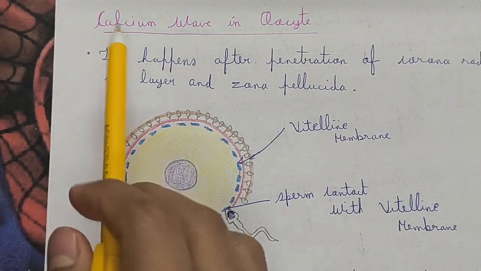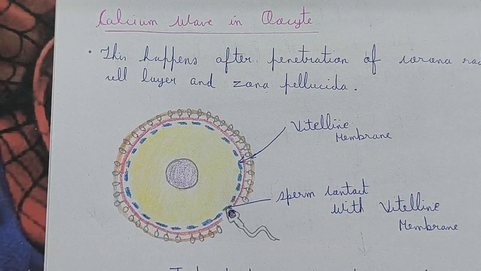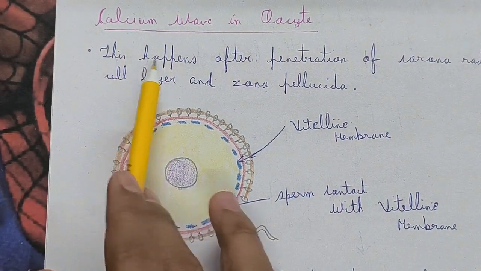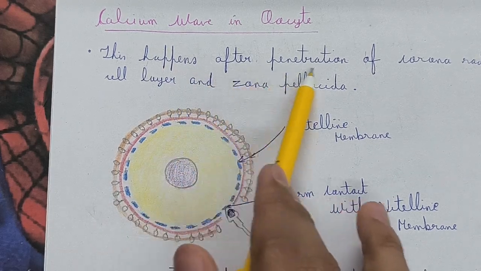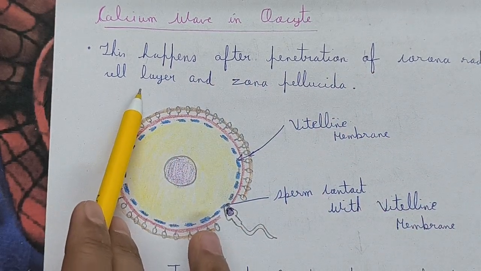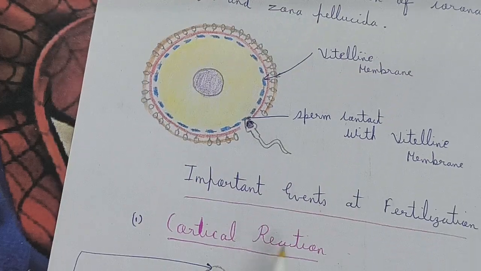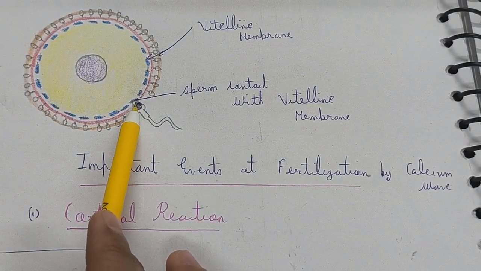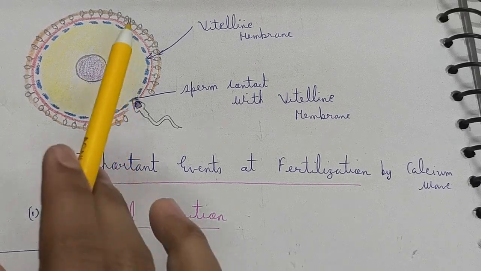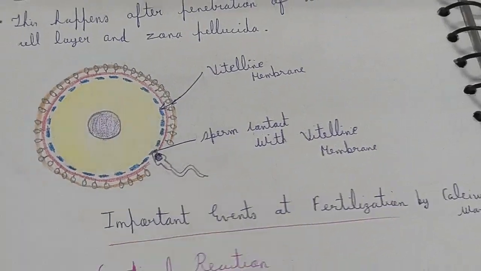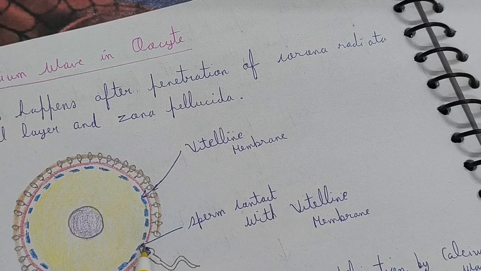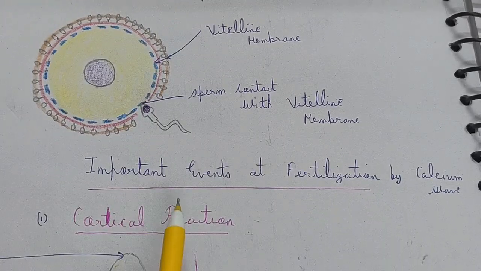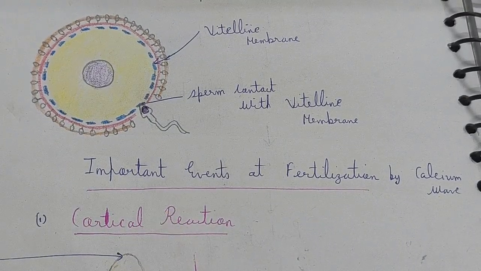Now a very important event is the calcium wave in the oocyte. This calcium wave happens after penetration of the corona radiata cell layer and zona pellucida, and it begins as soon as the sperm comes in contact with the uterine membrane. So the calcium wave begins as soon as this contact is made. These are the important events which take place due to the calcium wave at fertilization.